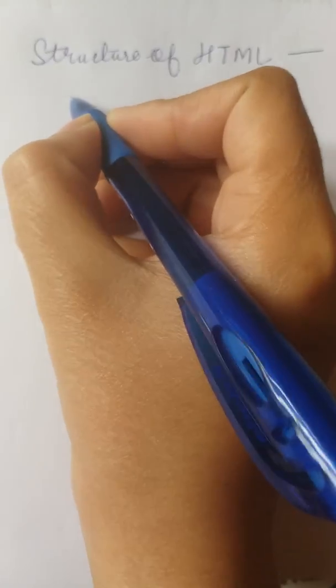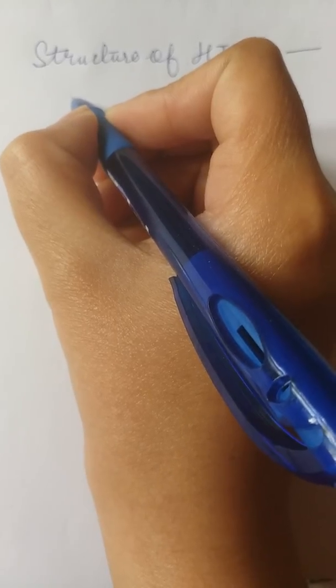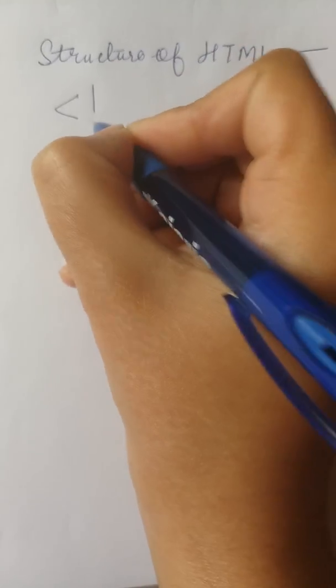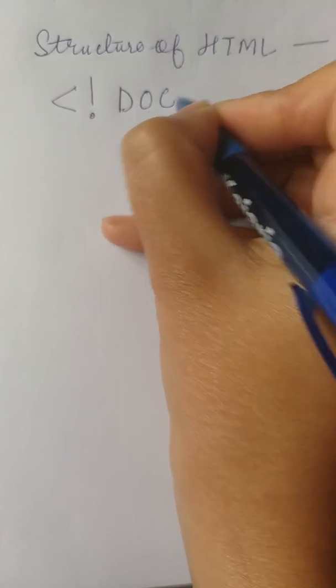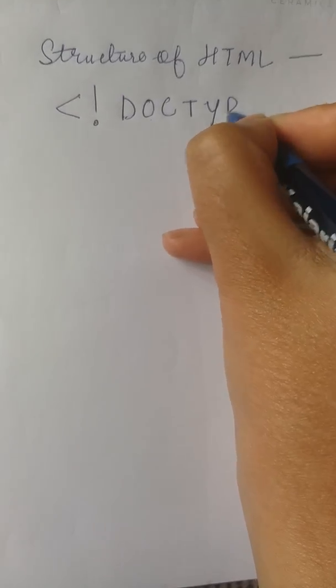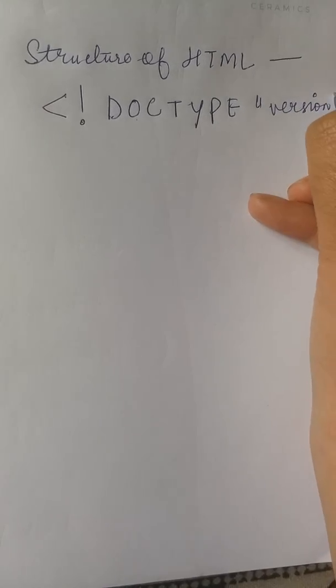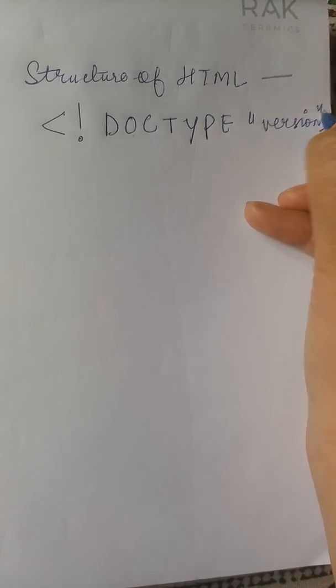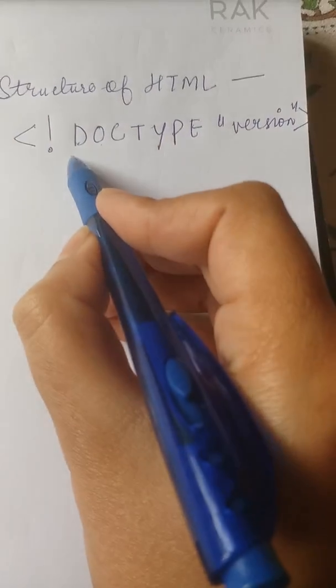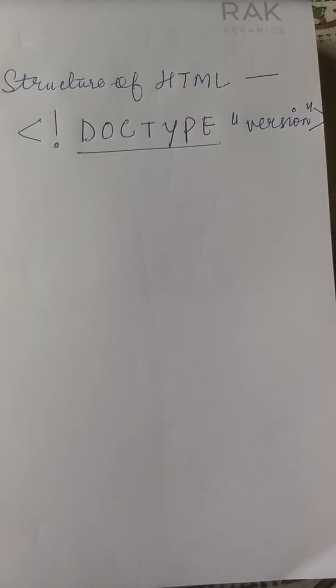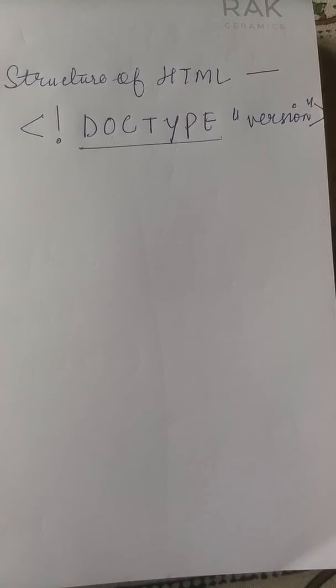Now, what is a Doctype declaration? Whenever we start our HTML program or HTML script, we firstly write Doctype, followed by the version of HTML we are using. Fine. Now, what this Doctype means is that it specifies the DTD used.